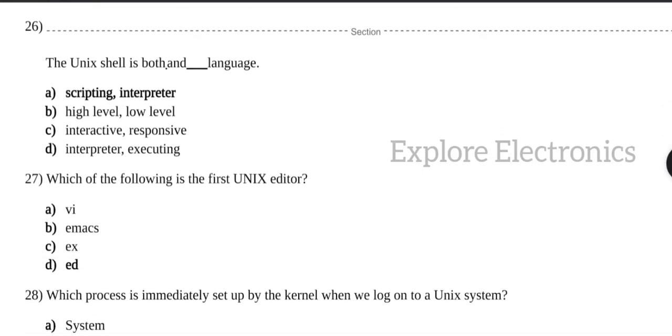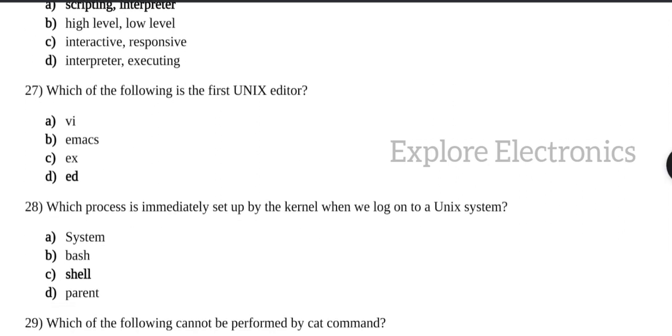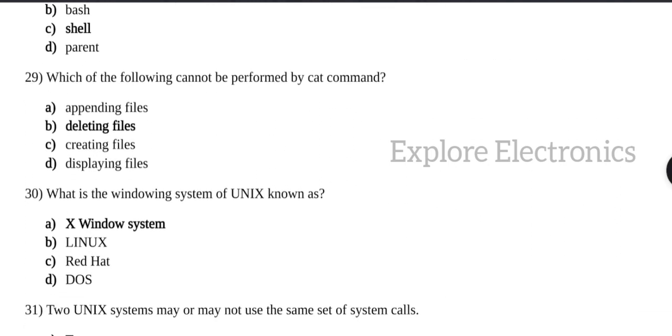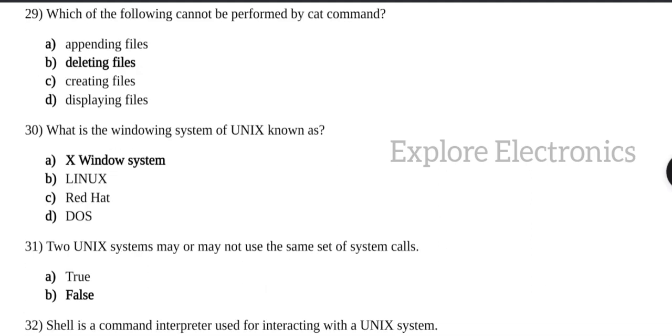The Unix shell is both a scripting language and an interpreter language. Which of the following is the first Unix editor? ed. Which process is immediately set up by the kernel when we log on to a Unix system? Shell. Which of the following cannot be performed by the cat command? Deleting is not performed by the cat command.